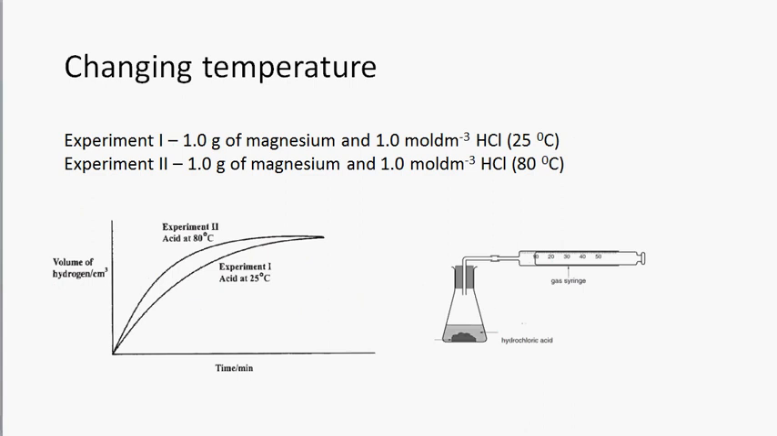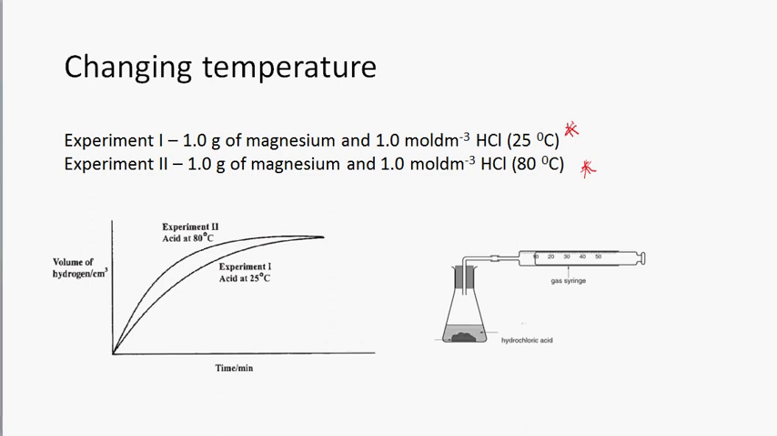So again, we need to illustrate this graphically. So we have two experiments in this case. We have magnesium reacting with hydrochloric acid. We have 1 gram reacting with 1 mole per dm cube hydrochloric acid, and the temperature of this is at 25 degrees. And in the second experiment, we have 1 gram of magnesium and 1 mole per dm cube of hydrochloric acid, and the temperature in this case is 80 degrees Celsius.